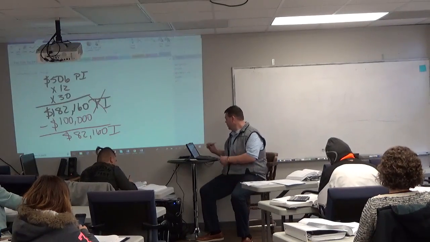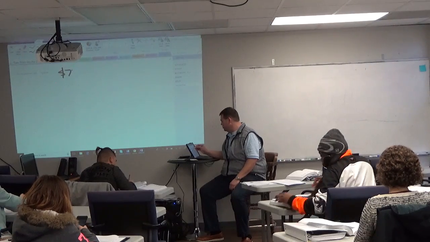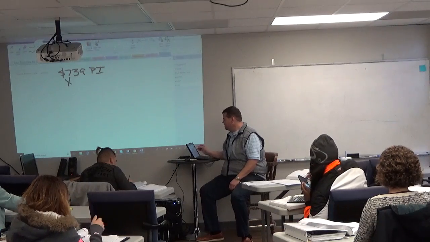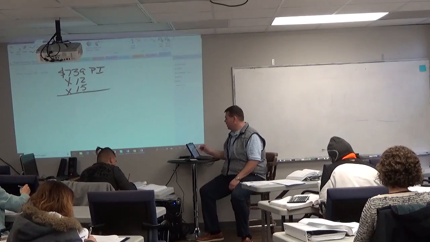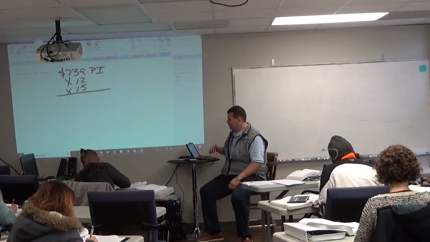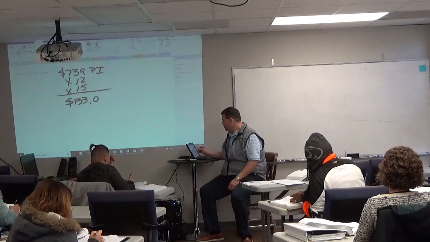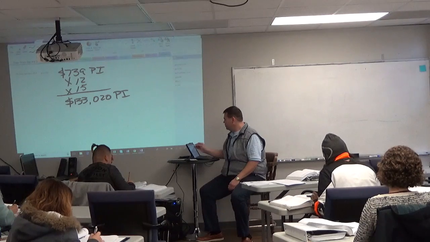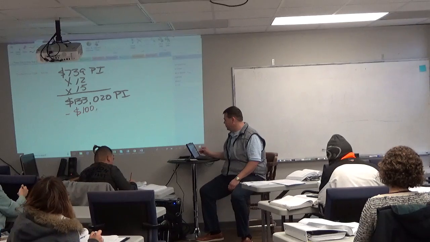739. So we need to know $739 a month in principal and interest times how many months a year? 12 times how many years? 15 in this case. So 739 times 12 times 15, I get $133,020 in principal and interest, but they want to know what? Just the interest, so I'm going to subtract out the original principal, which is the same $100,000.